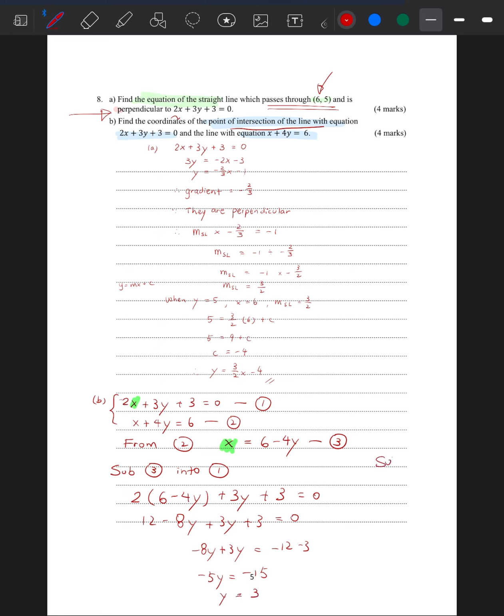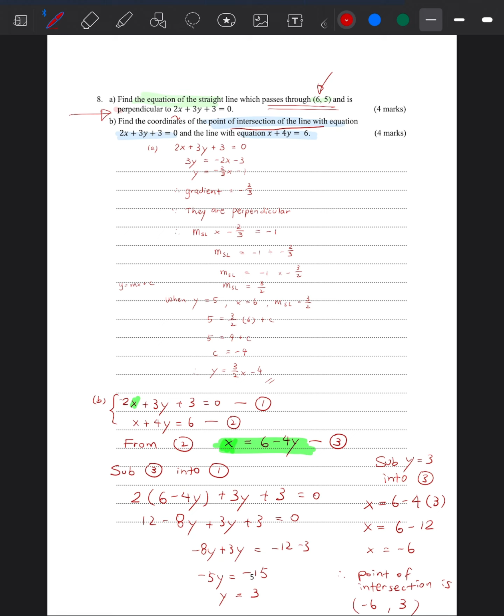So when you got y, sub y equals 3 back into equation 3. So we choose, it doesn't matter which one you choose, but you can see that equation 3, your left hand side is already x. So it's easier for you to solve it. So your y is 3. So x equals 6 minus 12. And therefore your x is minus 6. So therefore, point of intersection is minus 6 and 3. So this is your answer for part B.